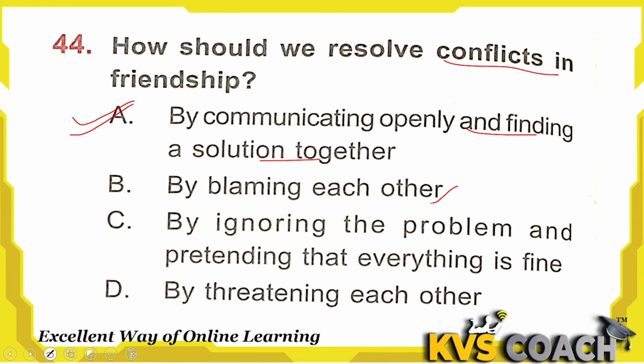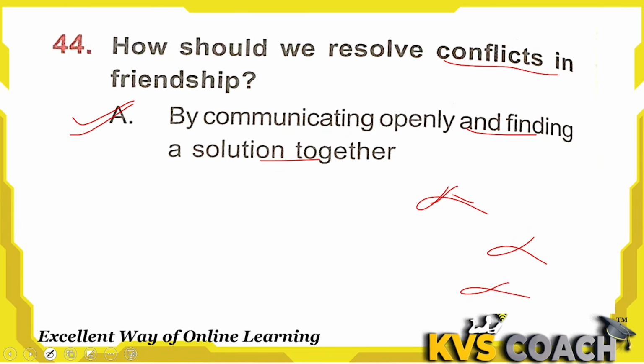Option B, by blaming each other. No, we can't blame each other. By ignoring. Ignorance is the worst method. By threatening each other. This is very much wrong. Right answer here is only A.